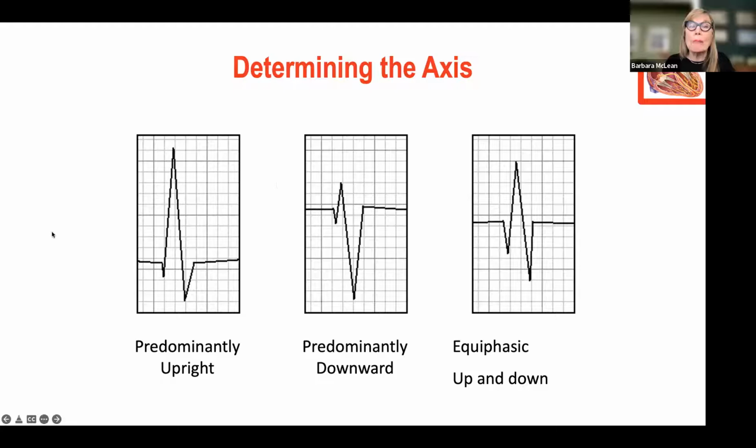You need to look at the baseline. The baseline is the flat line, right? And the best baseline determination is from the patient's T wave till their P wave. That's your best baseline determination. Are you primarily above or are you primarily below? That's all. That's it. Everybody good?